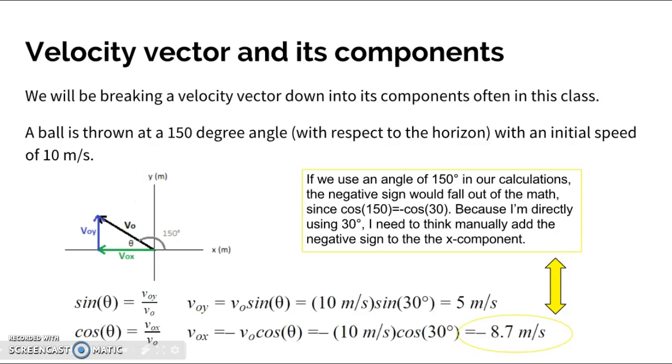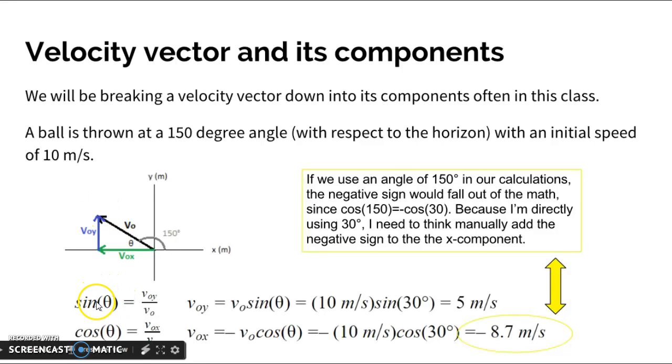In this situation, we have a ball being thrown at an angle of 150 degrees with respect to the horizontal, with an initial speed of 10 meters per second. In this case, 150 degrees with respect to the horizontal is measured counterclockwise, so our vector is drawn in this direction here. Its initial speed is 10 meters per second, so the magnitude, or the length, of this vector is 10 meters per second. We can use trig to figure out how much of that vector is in our x direction and how much is in the y direction.